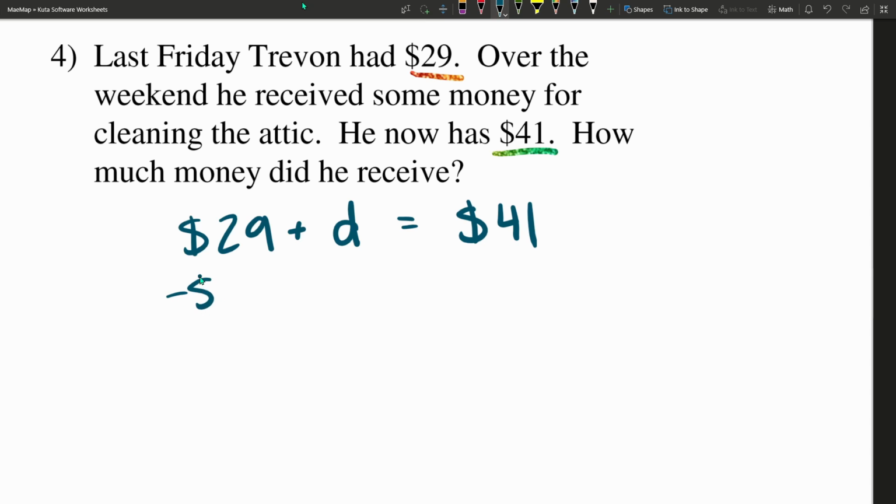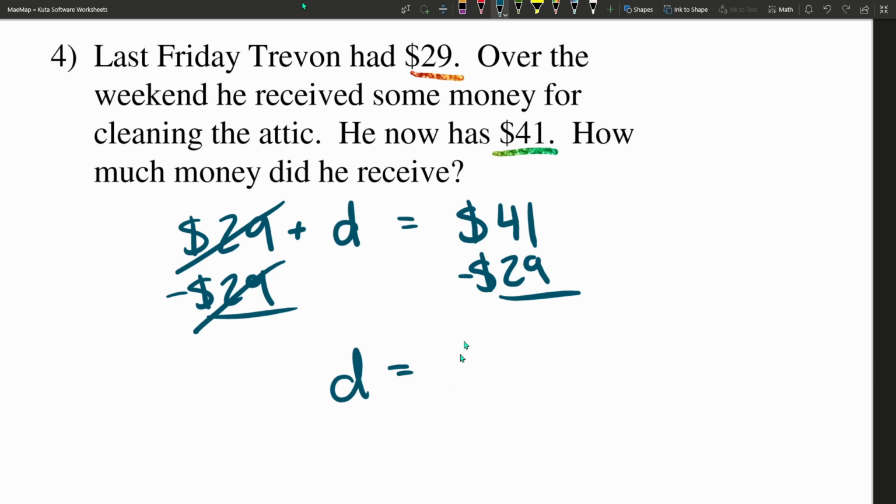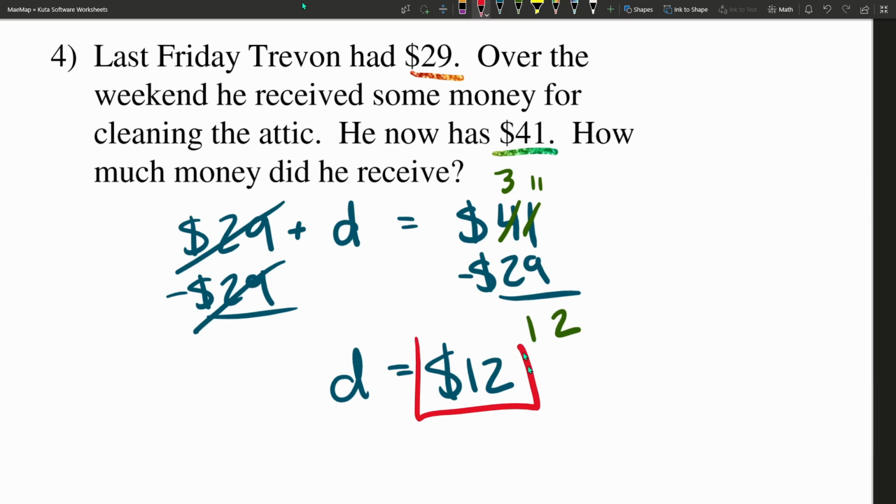So what we're going to do is subtract $29 from both sides, so that we can isolate that D. So D is going to be equal to 41 minus 29, which, if you need to use the US algorithm to solve this, 1, we can't take 9 away from 1, so we're going to borrow from our 4. This now becomes 11. 11 minus 9 is 2. 3 minus 2 is 1. So Trevon received a total of $12 in order to go from 29, which he started with last Friday, to the amount that he has now, $41. Let's move on to number 5.